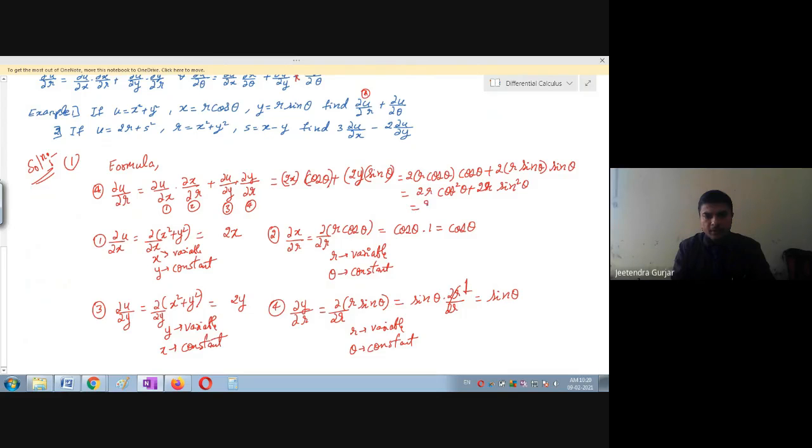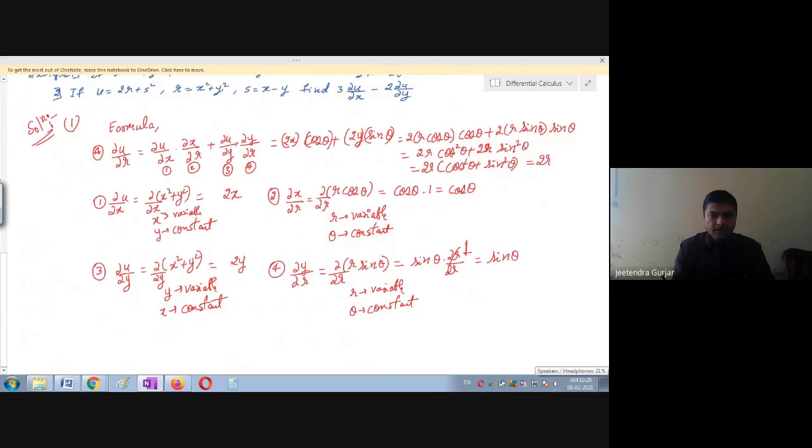So what is common here? 2r is common, cos square theta plus sin square theta. I think cos square theta plus sin square theta, you know, students. It is 1. Very good. So this is 2r. So therefore, so one can easily see, therefore. So I have calculated part A, that is dou u upon dou r is equal to 2r. Is it clear? So this is 2r.